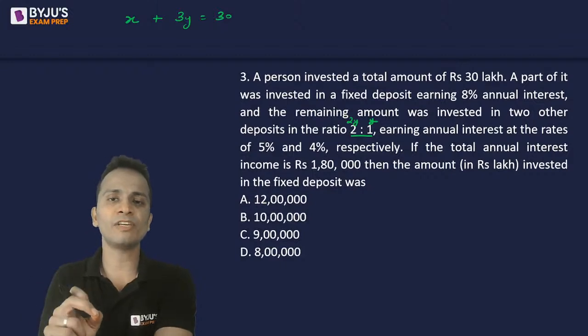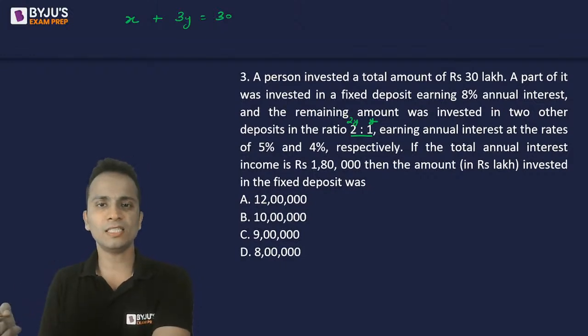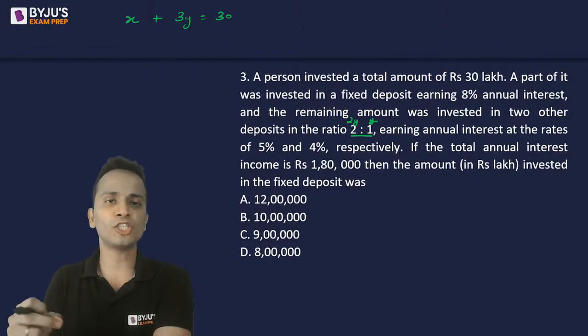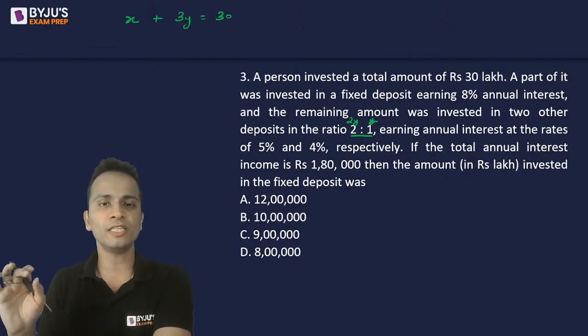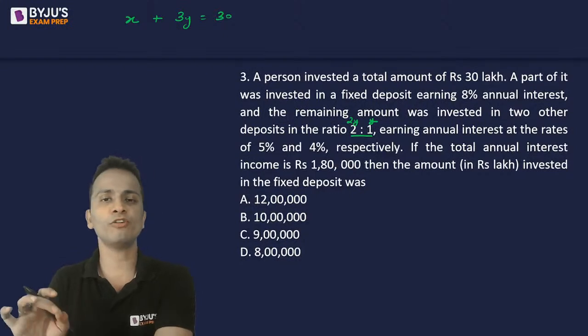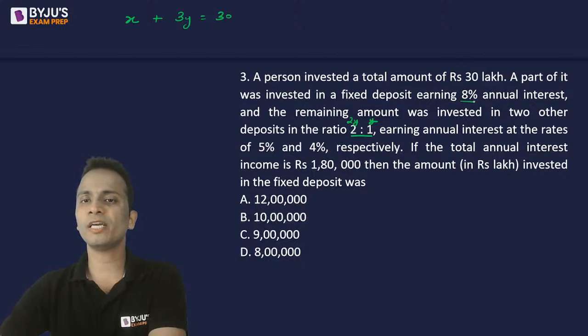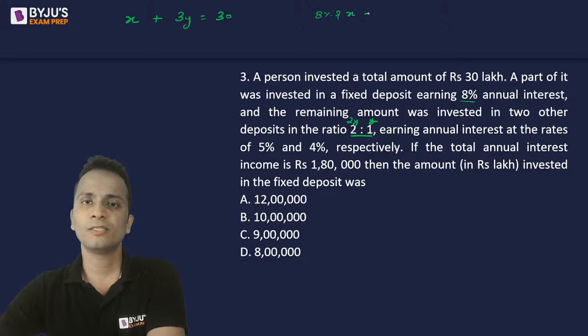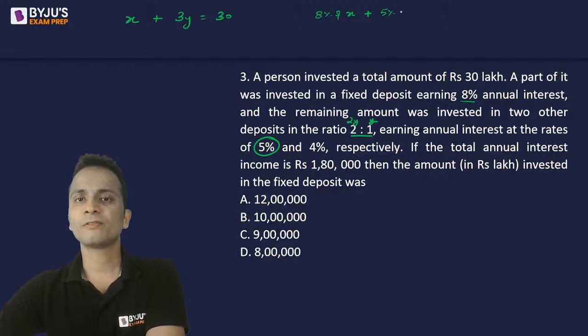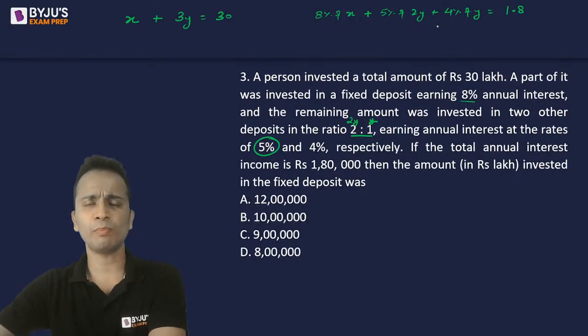X is the money that is invested in the fixed deposit, and the next part, which is divided in the ratio 2 is to 1, is deposited in the other schemes at the interest rates of 5 and 4%. Now, in the fixed deposit, the person is earning an interest of 8%. So I can write 8% of X plus 5% of 2Y plus 4% of Y is the total interest, which I can write as 1.8 lakhs.